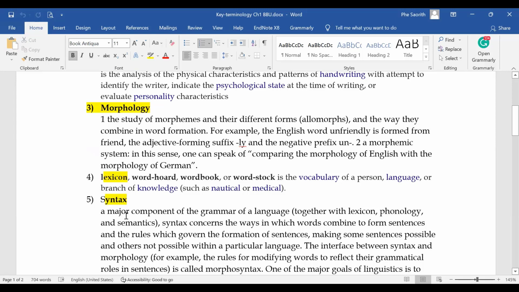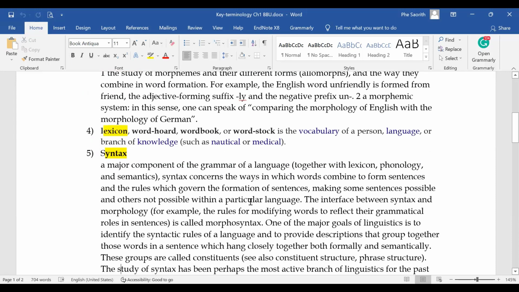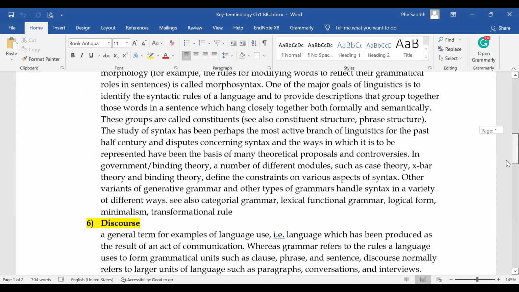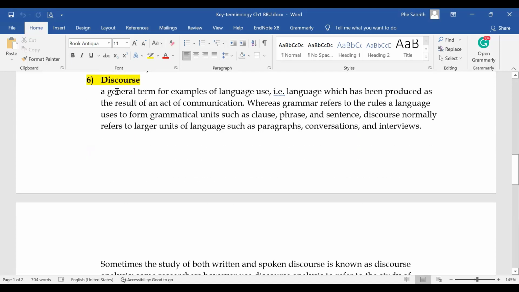And syntax is a major component of the grammar of a language, together with lexicon, phonology, and semantics, combined together as a sentence, right? So we call it syntax. And how about discourse? Discourse is a general term, for example, for language use, language which has been produced as the result of the act of communication. The speech that you use in your communication, we call discourse, okay? Right.